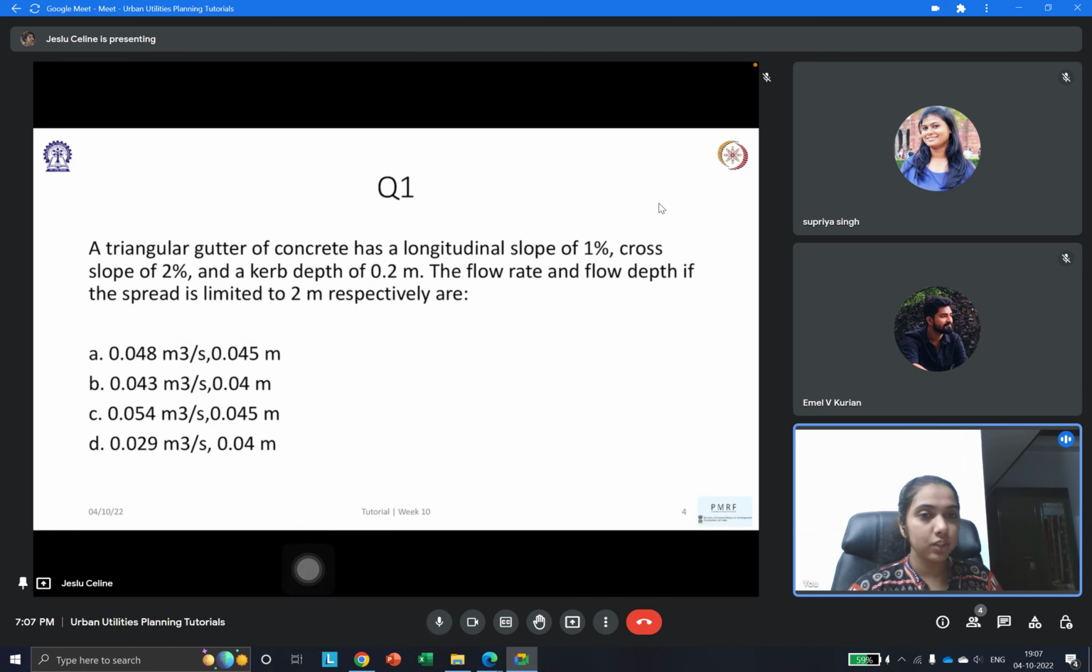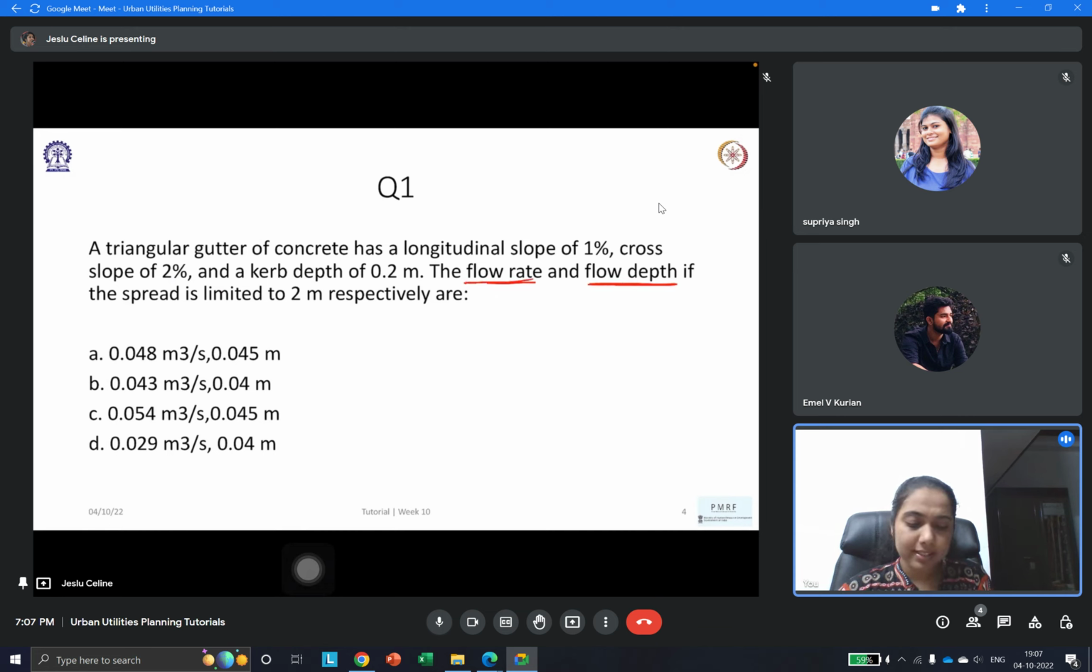So let's directly jump on to a numerical. The question is: a triangular gutter of concrete has a longitudinal slope of 1% and cross-sectional slope of 2% and a curb depth of 0.2 meters. The flow rate and flow depth, if the spread is limited to 2 meters, are respectively. So you've been asked to find the flow rate and flow depth.